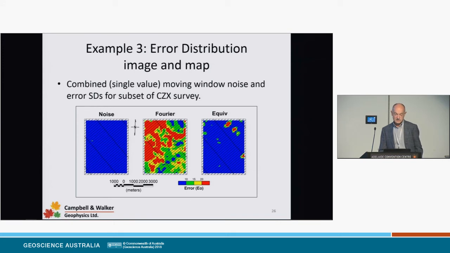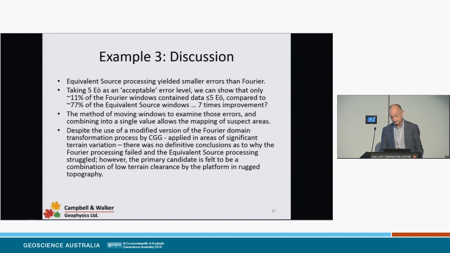The measurement noise is great. Fourier's not very good. Equivalent is pretty good. This is like a confidence level: blue below 10, green 10 to 15, yellow moderately suspicious, red beware.